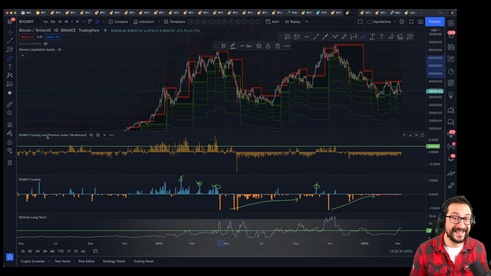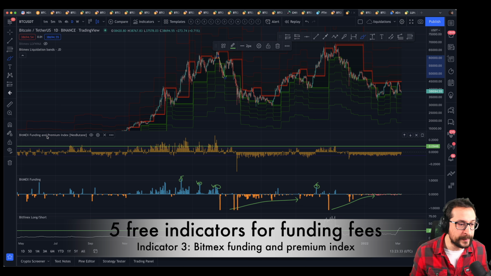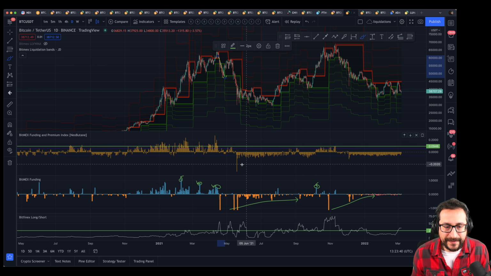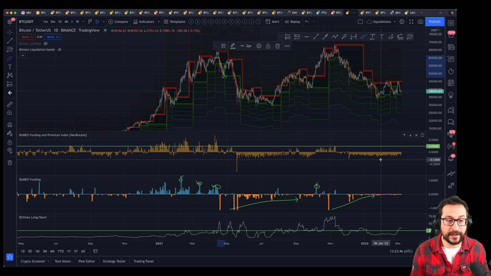The next indicator is also applied to Bitmex and is still related to funding and premium, but it's a different implementation. So you are going to see slight differences here. You can use both of them.